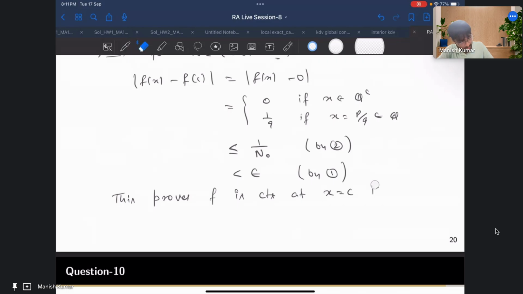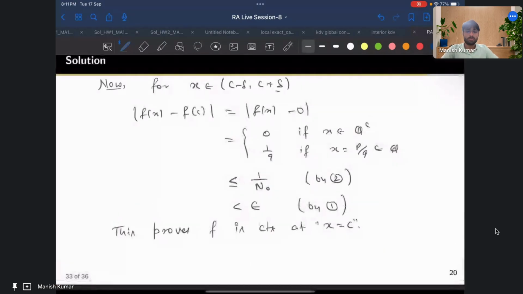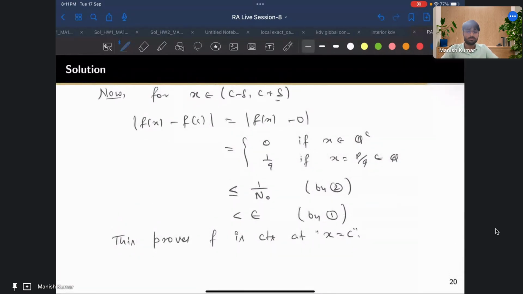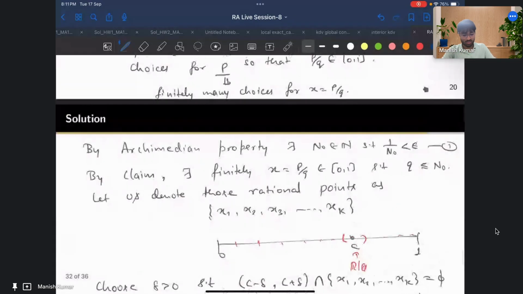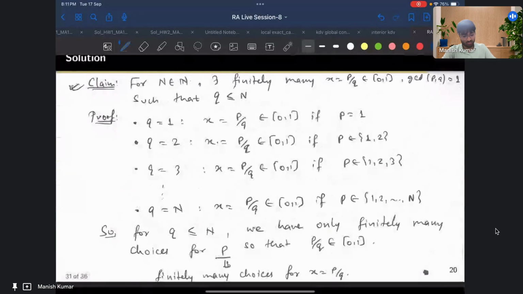Is this okay? The main thing in this proof is just understanding this claim. Once you understand this claim, there is nothing in this proof. Do you have any doubt?